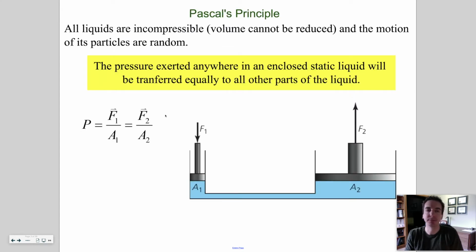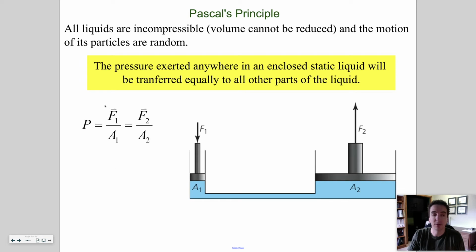Pascal's principle. So all liquids are incompressible. In other words, volume cannot be reduced. So you can reduce the volume of a gas, obviously the pressure goes up, but you can't do that for a liquid. And the motion of the particles in the liquid are random. Pascal's principle says the pressure exerted anywhere in an enclosed static liquid will be transferred equally to all parts of the liquid. So word problems are going to involve things like hydraulics, for example, where it's a very simple ratio.